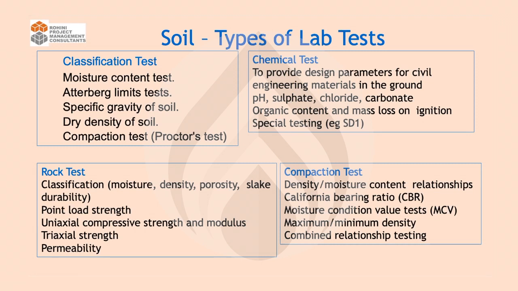Now you have rocks, you have compaction. Compaction, we are talking about a detailed compaction test when you get into calculating CBR, that is California bearing ratio, or moisture conditions, or maximum or minimum density, combined relationship testing. These are all tests which are conducted by, as I told you, specialized agencies, specialized people with the experience in doing this.